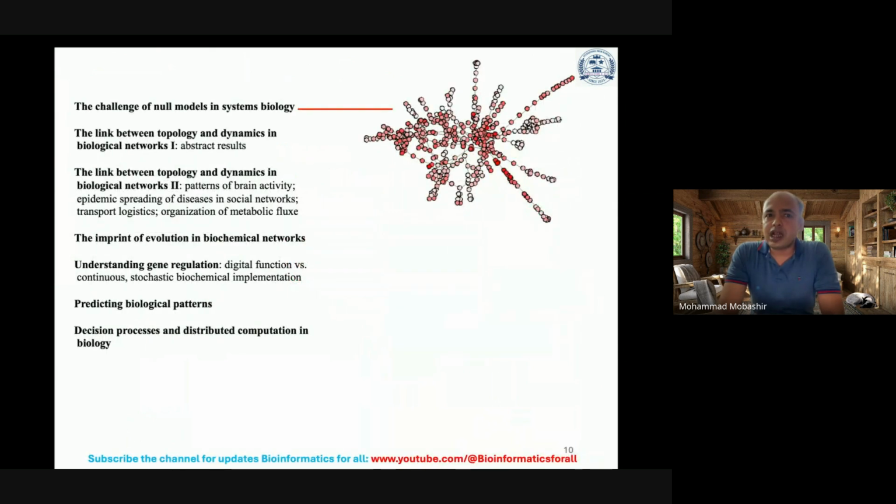So the challenge of null models in systems biology: the link between topology and dynamics. You need to understand the link between topology and dynamics for complex systems. You also need to understand, for example, brain activity, epidemic spreading of disease in social networks, transport logistics, organization of metabolic fluxes, then the imprint of evolution in biochemical networks, gene regulation, digital functions versus continuous stochastic biochemical implementations, predicting biological patterns, and decision processes or distributed computation in biology.